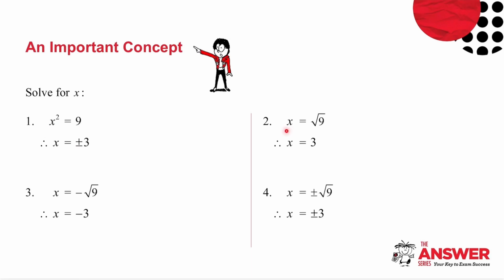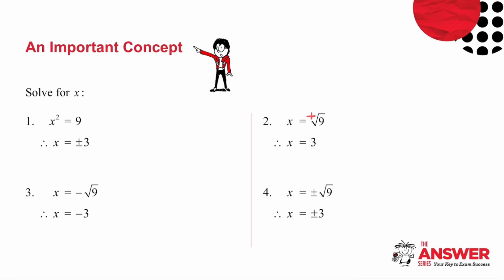However, if you are given it in the form x equals root 9, by definition, that square root is positive only. So if you're given that x is equal to root 9, then x is 3 only. So have a good look between these two. If x squared equals 9, then x is plus or minus 3. If x is equal to root 9, then x is 3 only.